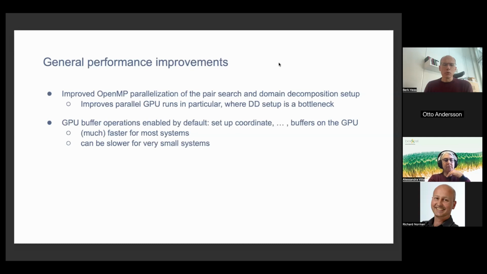Then a second big improvement, which you could have before, but you needed to do something, is that the GPU buffer operations are enabled by default now. So this is for coordinate buffers, for instance, on the GPU. This is much faster for most systems, and there's advice, for instance from NVIDIA, to set environment variables before to enable this, but we've had this for a long time and it's now deemed stable. So this actually gives a major performance improvement if you're running most things on the GPU, because by default this is now on.